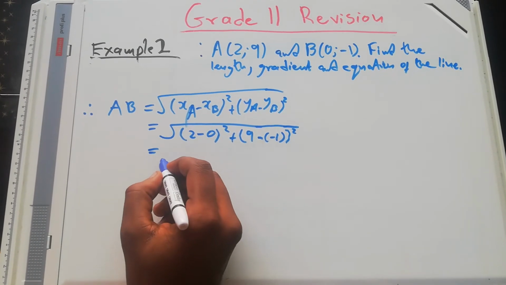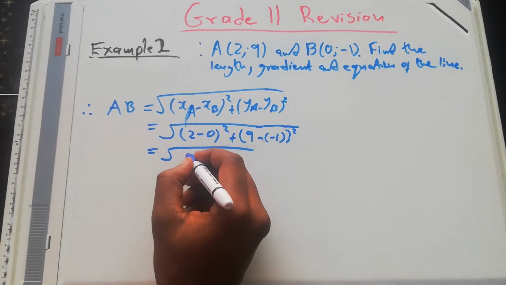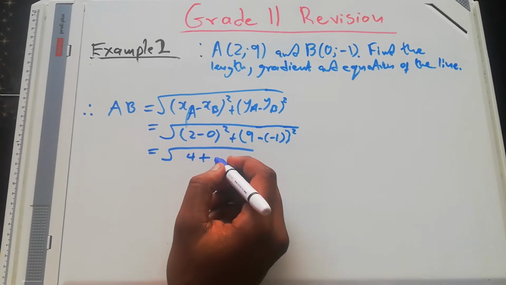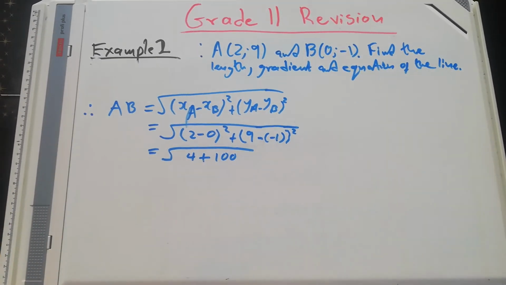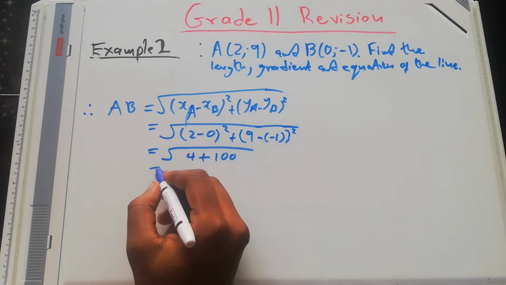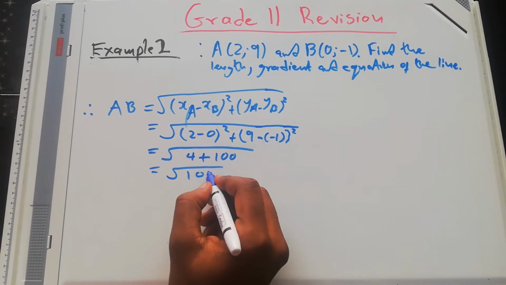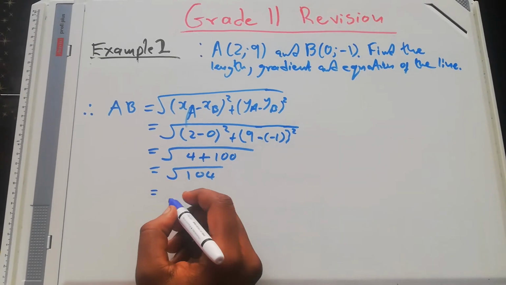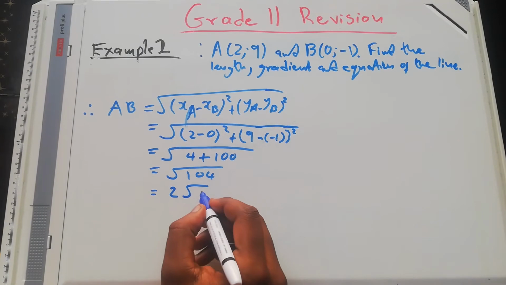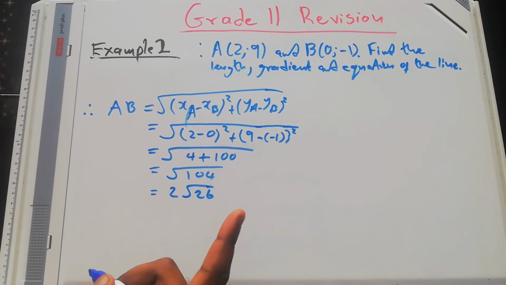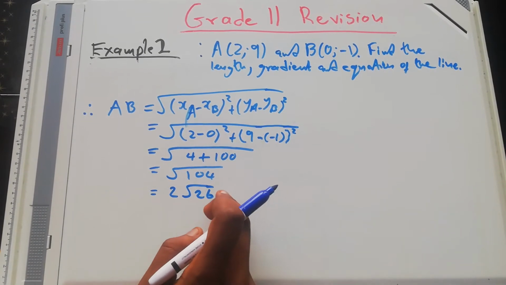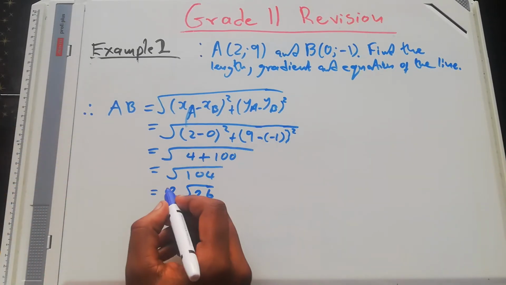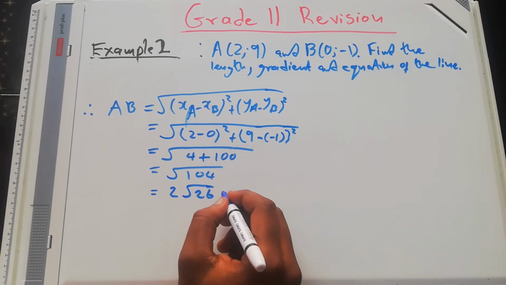So let's simplify it a bit. So here you'll have 4, and then here you'll have 100. So you'll have the square root of 104, which is the same as 2 root 26. But always remember that this is a distance, so it has to have a unit here. Since we don't know whether it's in meters or centimeters, you can just say 2 root 26 units.